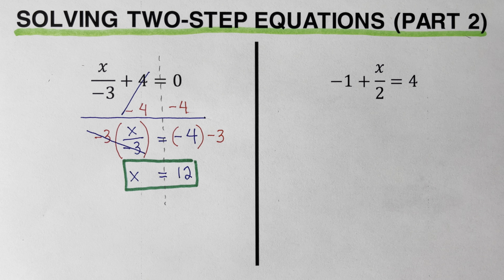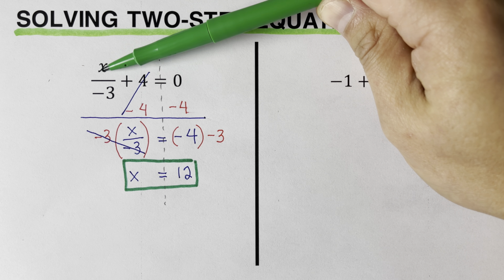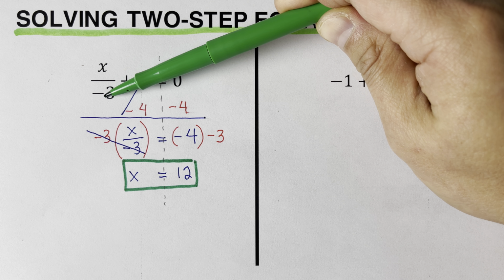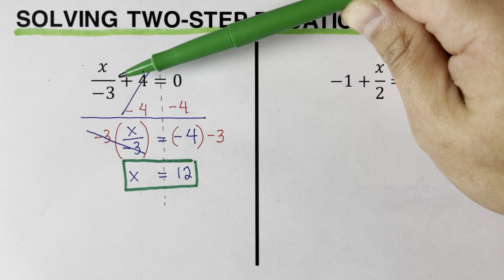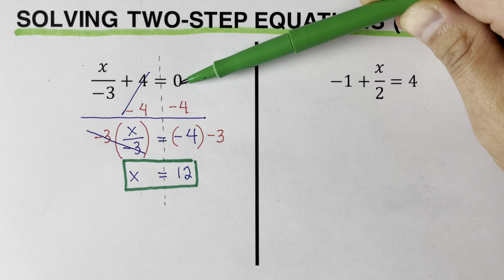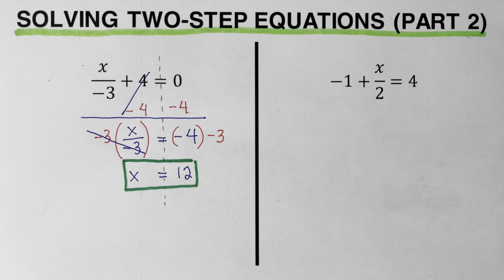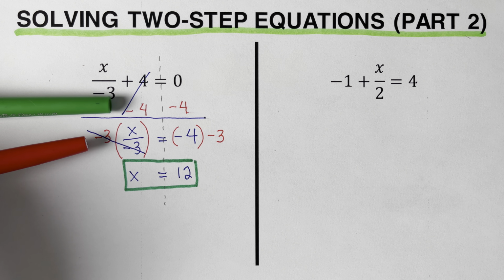And this makes sense because 12 divided by -3 is -4, and -4 plus 4 is 0. Now, others are going to ask, why do you call this type of equation a two-step equation? If you look at this, we actually just did two steps here. What we did was subtract 4 from both sides. That's the first step. And then we multiplied by -3 on both sides. And so that makes it a two-step equation.